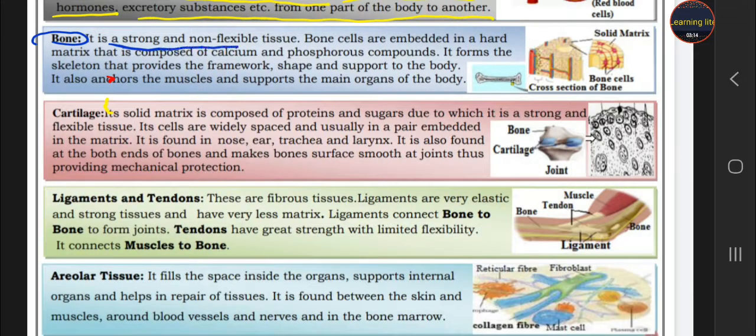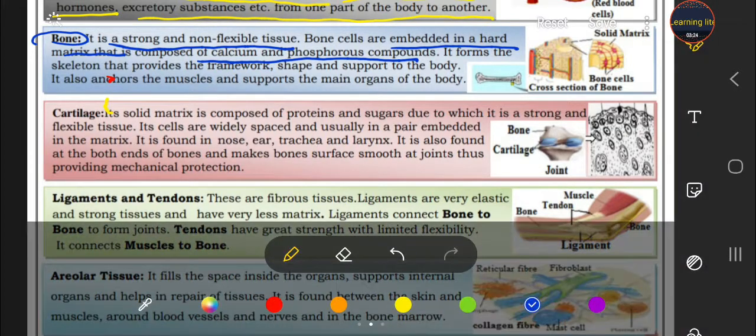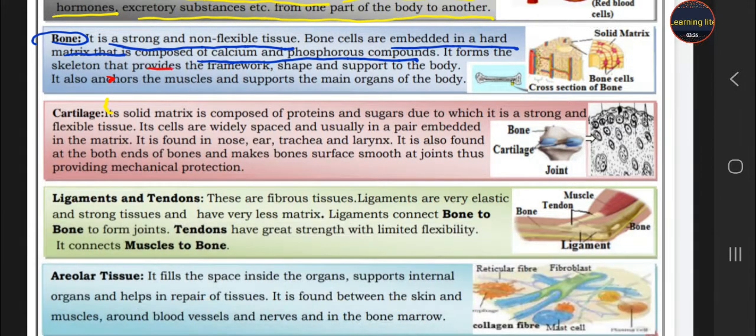Bone is strong and non-flexible. Why? Because the cells are embedded in a hard matrix which is composed of calcium and phosphorus. And what is the function of the bone, student? It provides the framework, shape and support to our body. It anchors our muscles also.